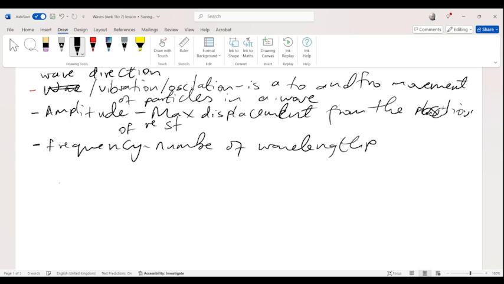Passing a point on a wave. It's called a frequency. Okay. Now a frequency, the inverse of a frequency is called a period. Now what is a period?